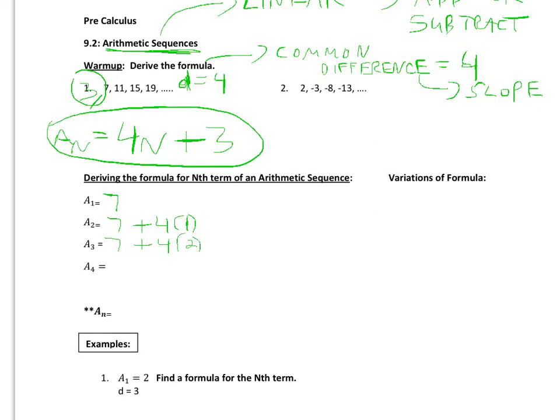Right? And if I did that, 4 times 2 is 8. 8 plus 7 is 15. That's the third term. And then for the fourth term, if I start with the first, I have 7 plus, and if I add another 4 to it, then it's 4 times 3.